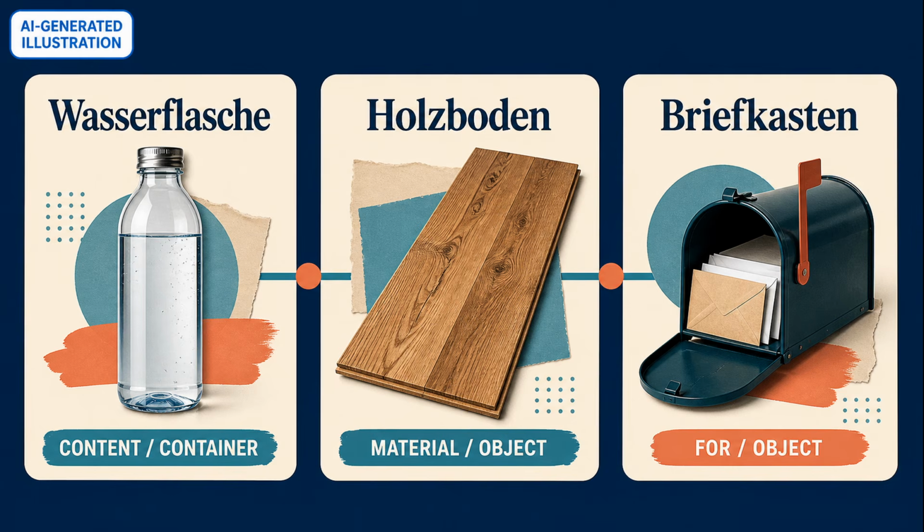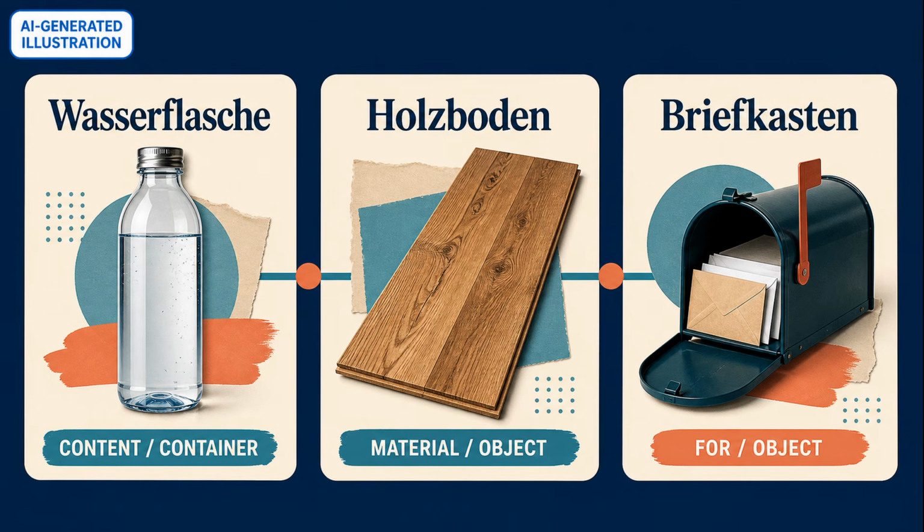Now for the part that makes these words feel like tiny sentences. The left piece does not always mean the same English preposition. The IDS examples make that visible. Wasserflash is a bottle whose content is water. Water in a container. Holzboden is a floor made of wood, material and object. Briefkasten is a box intended for letters. The head still names the object, Flash, Boden, Kasten, but the modifier tells you what kind of object it is, and the relation has to be inferred.